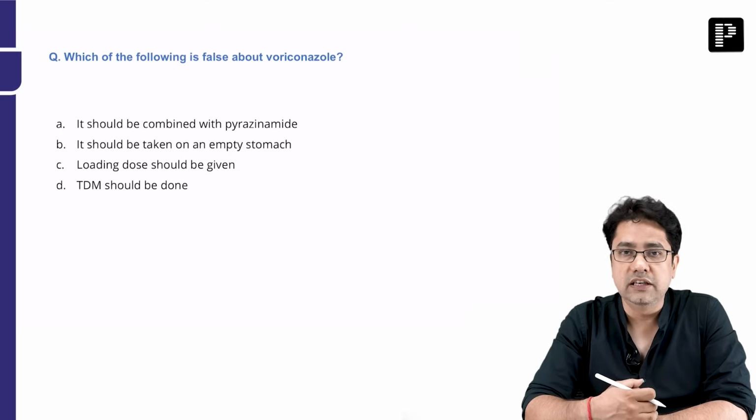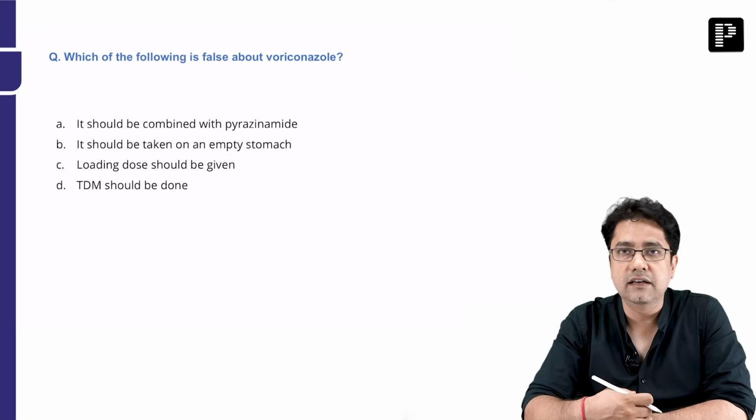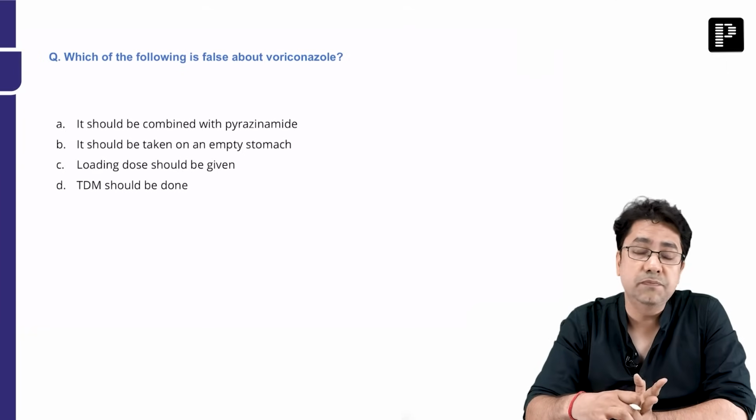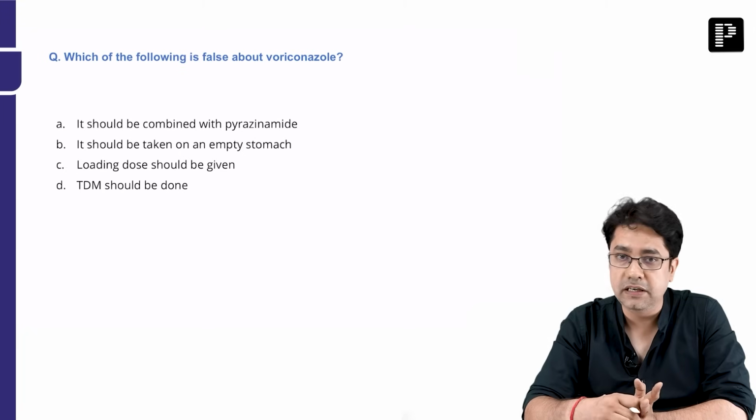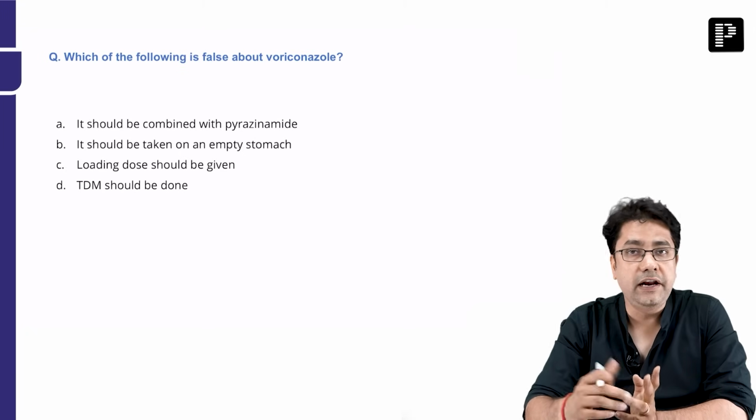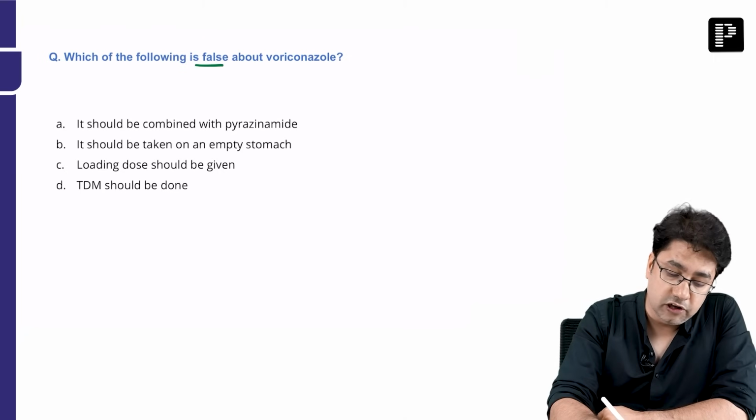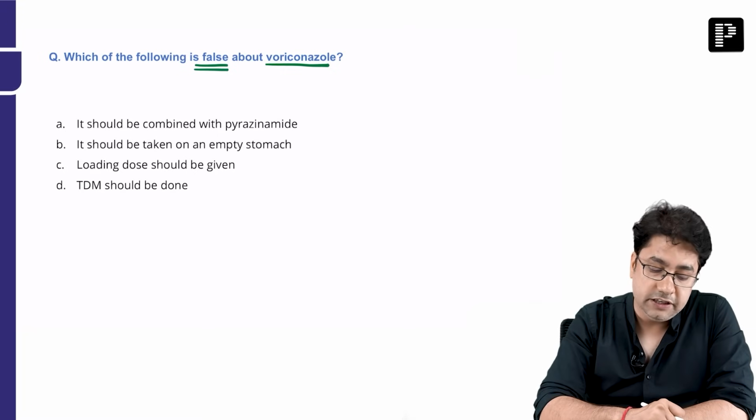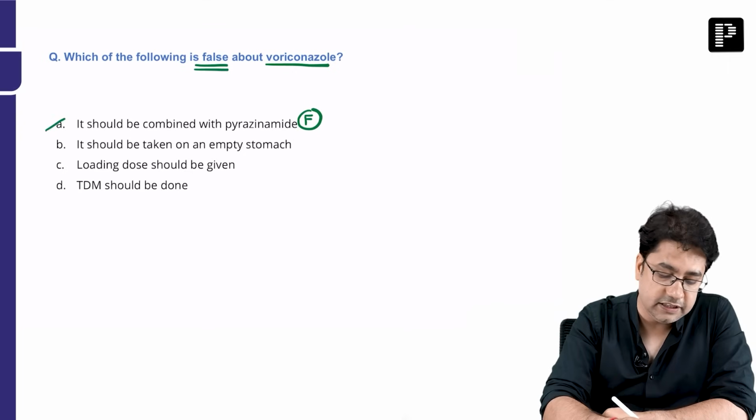Now, the next question is a new question which was asked this year in the INI-CET exam. Now, voriconazole is a very special drug. We have to remember all the details. It is commonly used in hospitals to treat or prevent fungal infection. So, what is false about voriconazole? Now, voriconazole should be combined with pyrazinamide. Now, this is a false statement. So, the answer for this question is A.